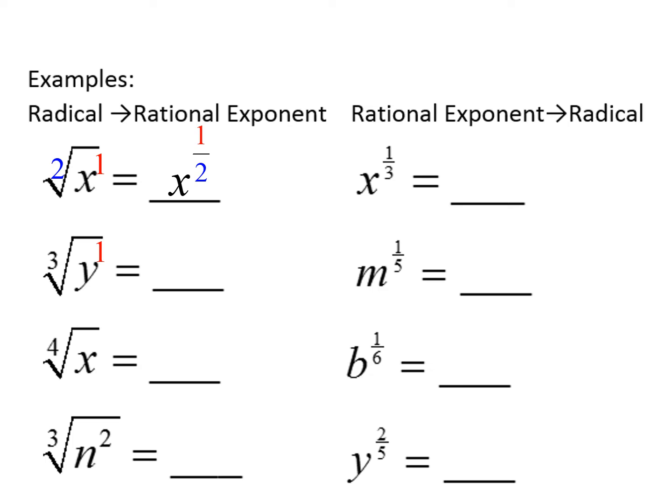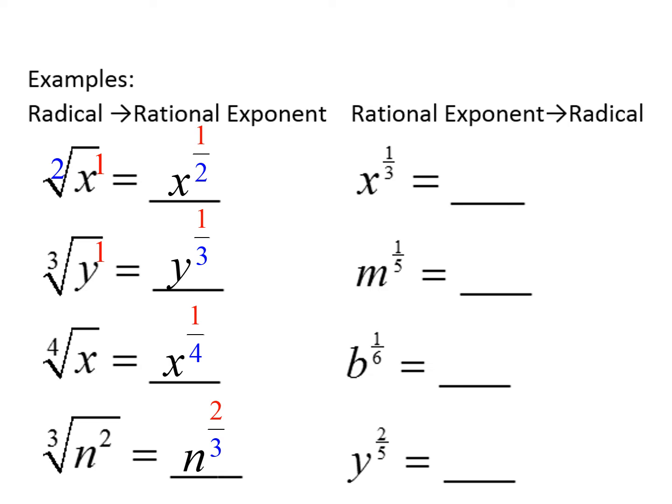Let's take a look at the next one. On the inside, y is to the first power. On the outside, which is the index, it is the third root. The root goes on the bottom. Sometimes I like to write the root first so that I know any other powers are going to go on the top. There we are. So this is radical to rational.